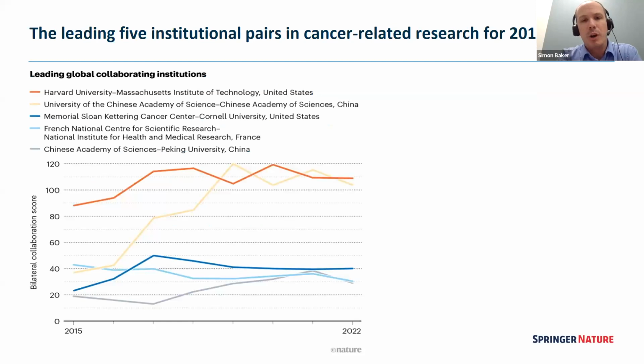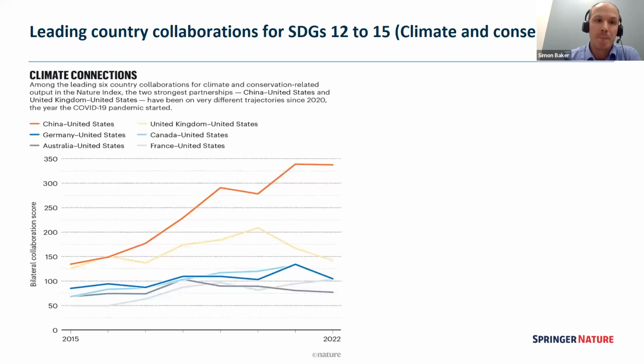So I just put a chart here to show how we can look at institutional collaboration, for instance. This one actually shows the leading global collaborating institutions in cancer-related research. It was in our recent cancer index supplement that was published in early September. And we can see here how a domestic partnership in China has increased its contribution to the index over time in the last few years.